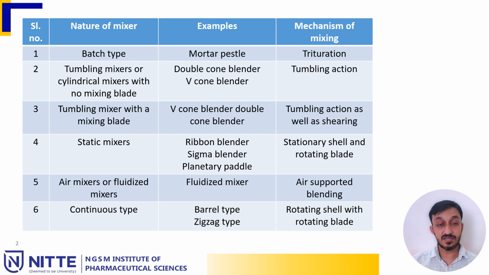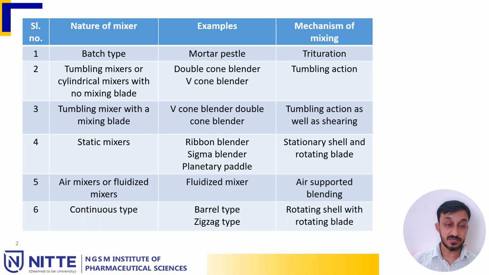The fourth type are static mixers. Ribbon blender, Sigma blender, and planetary paddle are examples for static mixers. Stationary shell is a feature of these particular machines along with a rotating blade. The machine as such doesn't move, but the blade alone moves. The fifth category are air mixers or fluidized mixers. Example is fluidized mixer, and air supported blending is happening here where the materials are fluidized with a high speed current of air.